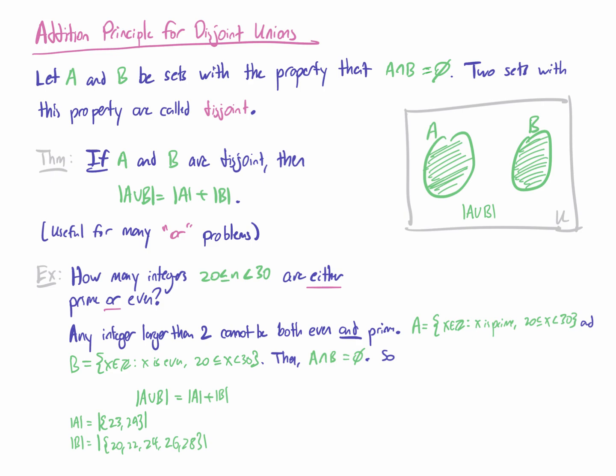So let's check. The size of A is equal to 2, and the size of B is equal to 5. And so my disjoint union calculation says the size of the union of A and B, that's the set of all integers that are greater than or equal to 20 and strictly less than 30, is equal to the size of A plus the size of B. The size of A is 2, the size of B is 5, and therefore the size of that set is 7. There are 7 integers between 20 inclusive and 30 exclusive that are either prime or even. So this is our first example of using an addition principle in order to solve an OR type of problem.